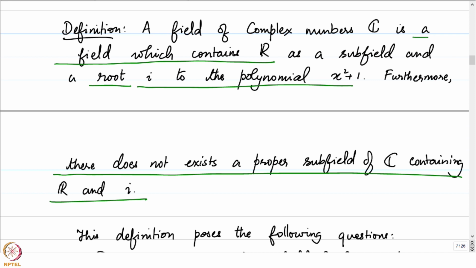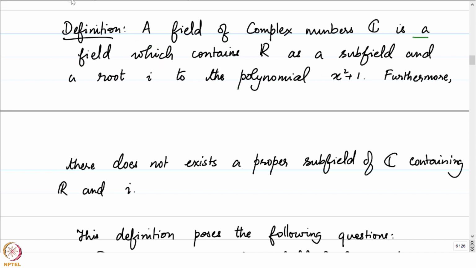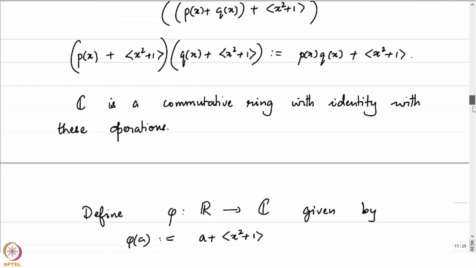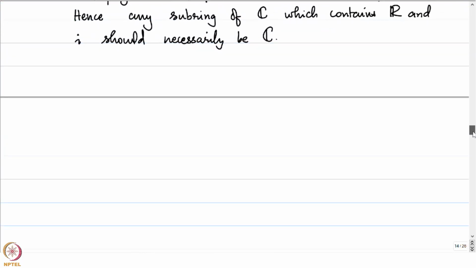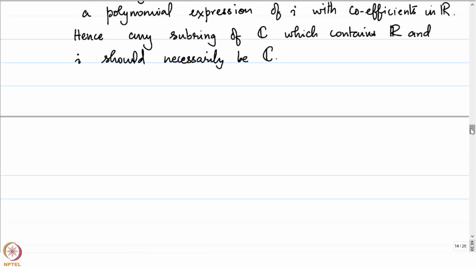The only thing that is to be checked is whether it is a field. As of now, whatever we have constructed is just a commutative ring with identity. So if we establish that it is indeed a field as well, we would have proved the existence of such a field of complex numbers. So let's now work towards proving that this particular commutative ring is indeed a field.